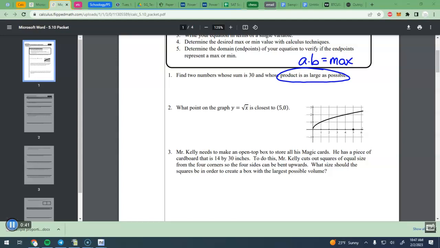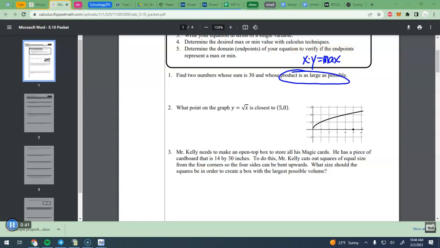But what I want to be able to do with this is take the derivative of it, because that's how we find my relative max and relative min, right? It's at the derivative level. So I want to be able to take the derivative of that. But right now there's two variables. Let's use X and Y. So this is going to be X times Y equals max.